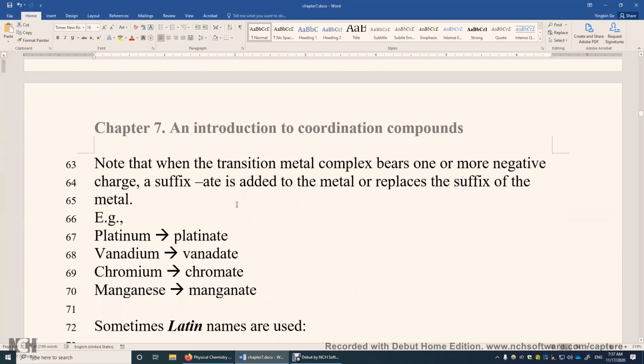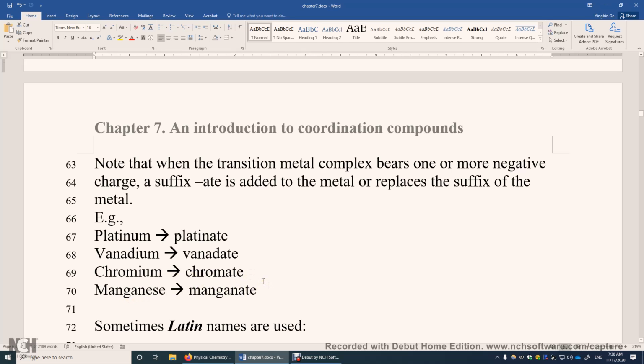So again, if the transition metal complex bears one or more negative charges, the suffix -ate is either added to the name of the metal or replaces the previous suffix -um or -ium of the metal. So over here -um, over here -ium. In here, a different suffix, -ese, but again you need to replace those with -ate. Platinum becomes platinate, vanadium becomes vanadate, chromium chromate, manganese manganate.